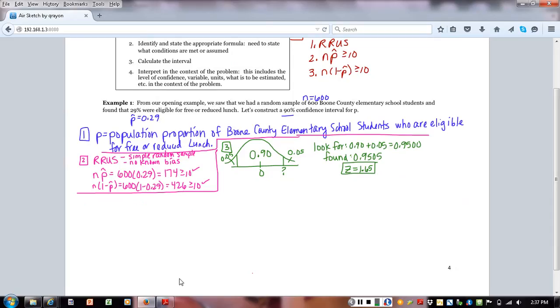Now that I know my z, I can plug things into my formula now. So I'm going to take my p hat minus my z times my square root of p hat times 1 minus p hat over n. And then also p hat plus my z times the square root of p hat times 1 minus p hat over n.